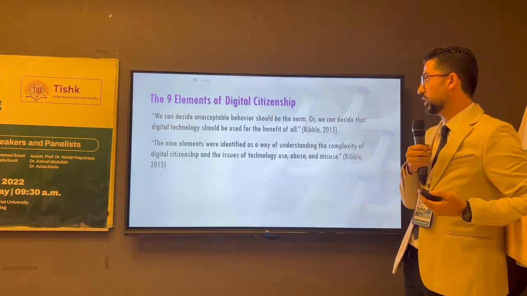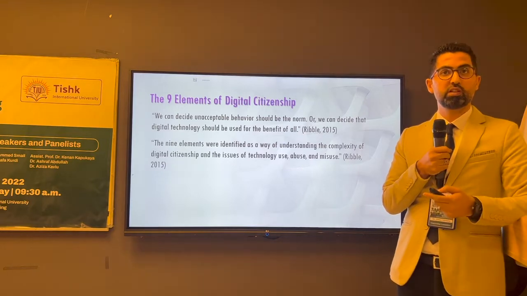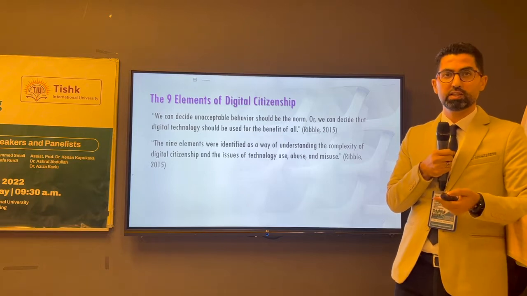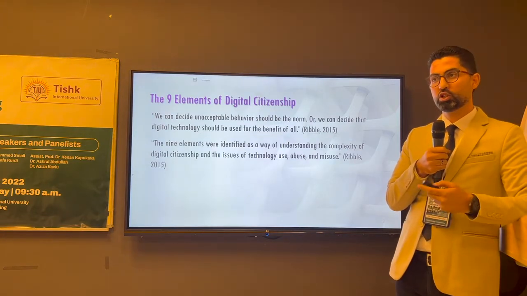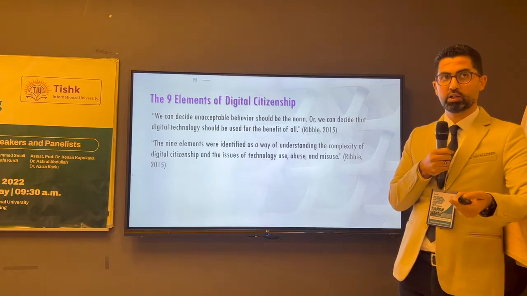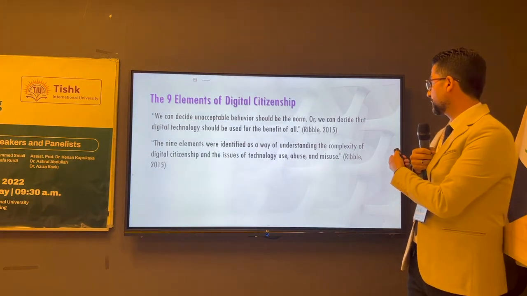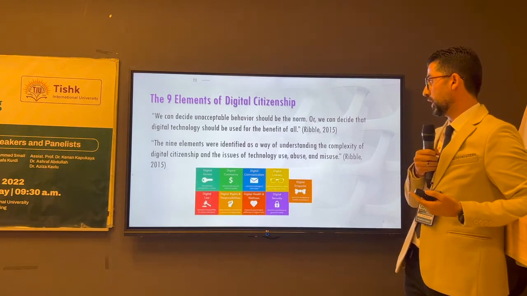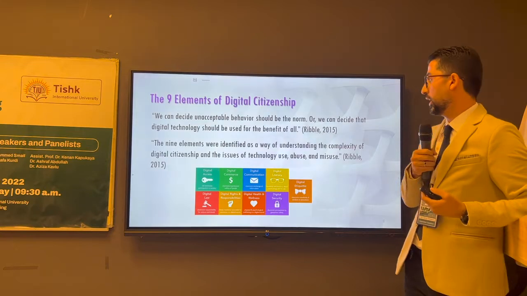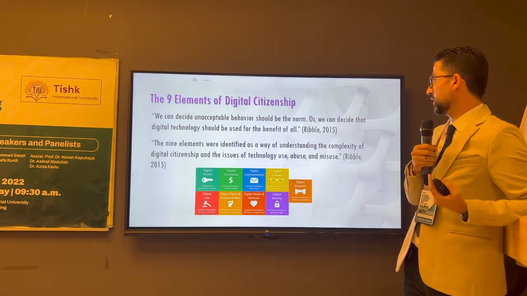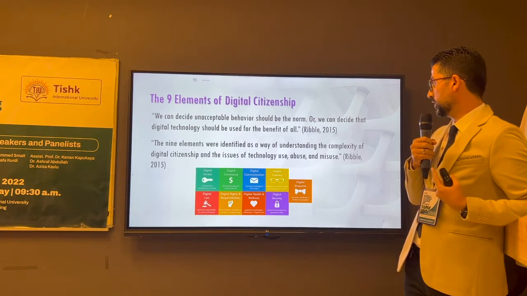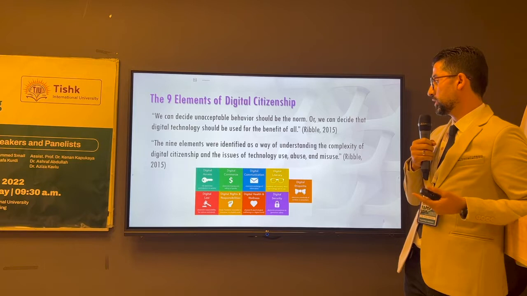So for that reason, 9 elements have been designed to address these issues that face the students or the educators in an educational setting. They are designed to understand the complexity of digital citizenship. And these are the 9 elements. The first one is digital access, digital commerce, digital communication, digital literacy, digital etiquette, digital law, rights and responsibilities, digital health and wellness, digital security.